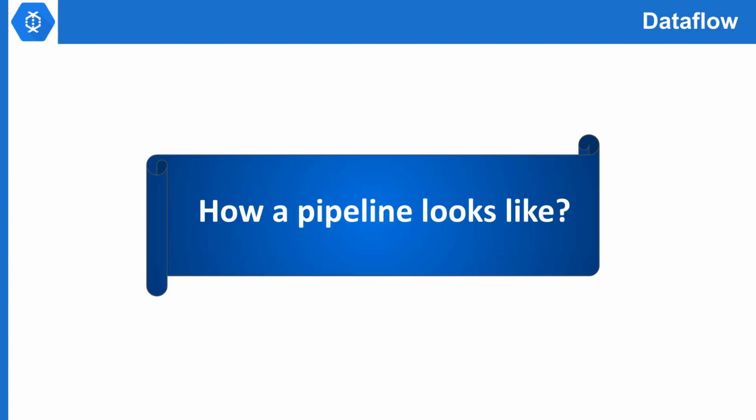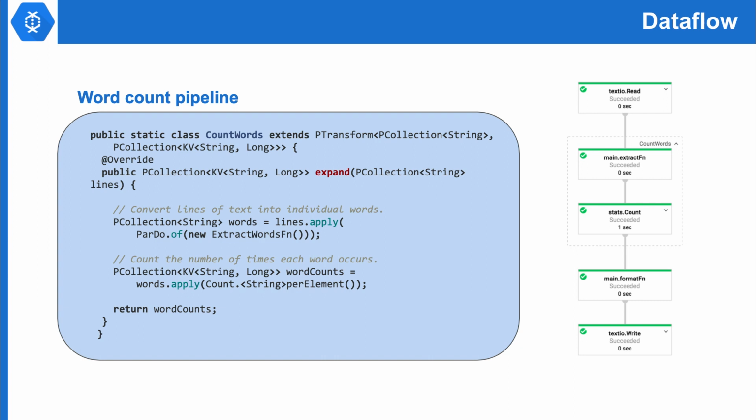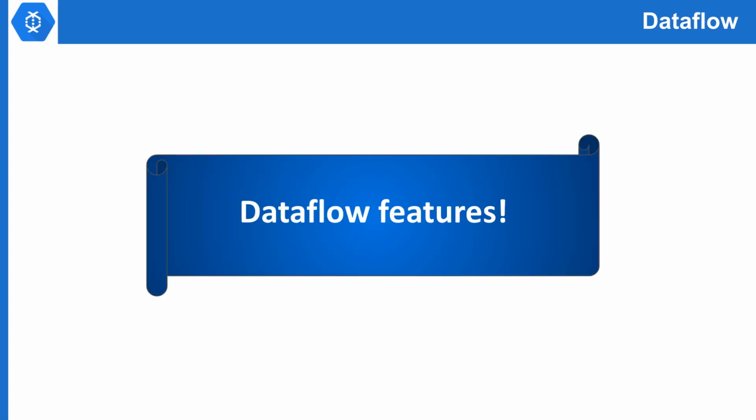Now the next point, we will talk about what a Dataflow pipeline looks like. Here is the sample word count pipeline program. You can see the use of all the components like transform, pipeline and PCollections. On the right side, there is the final optimized graph generated by the Dataflow service. This was the basic introduction of Dataflow. Now let's explore some of the Dataflow features.